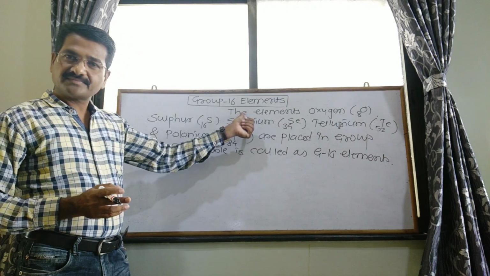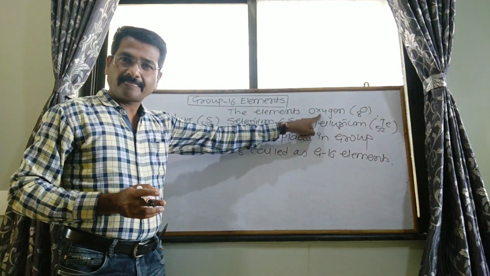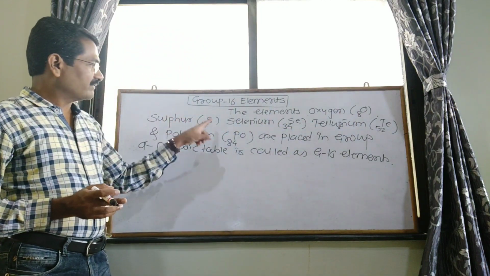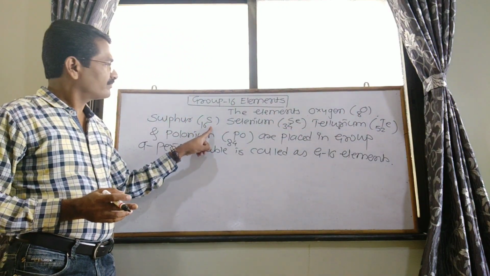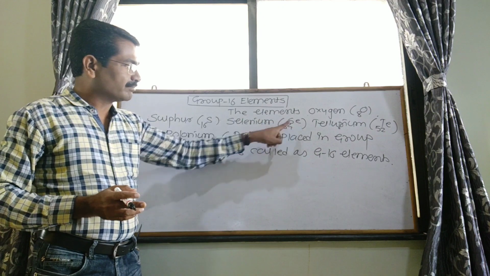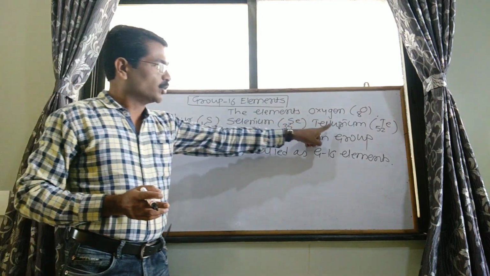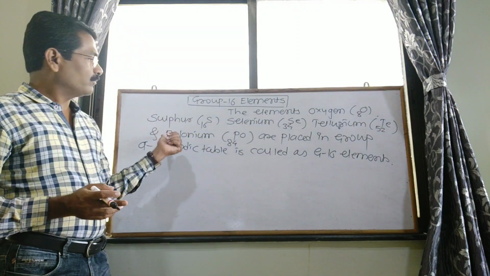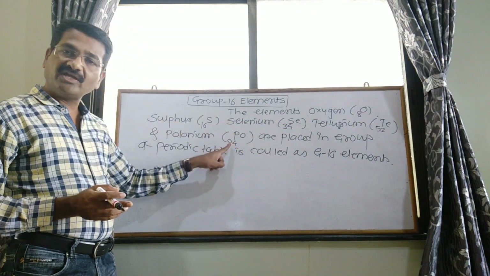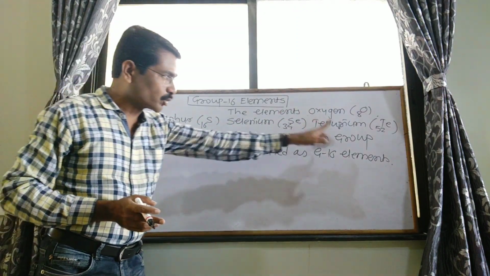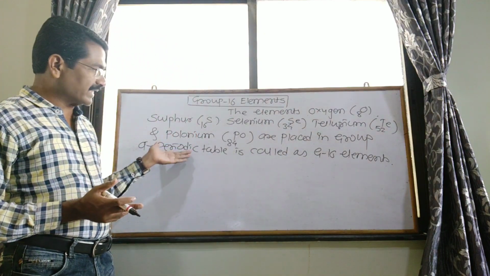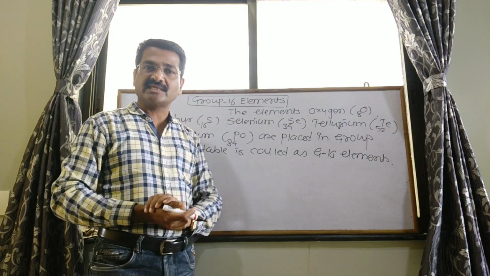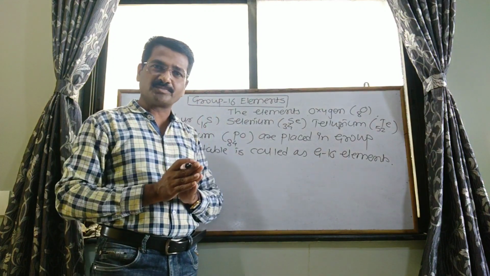The elements oxygen having atomic number 8, sulfur having atomic number 16, selenium having atomic number 34, tellurium having atomic number 52 and polonium having atomic number 84 are placed in group 16 of the periodic table and are called group 16 elements. So this is the definition of group 16.